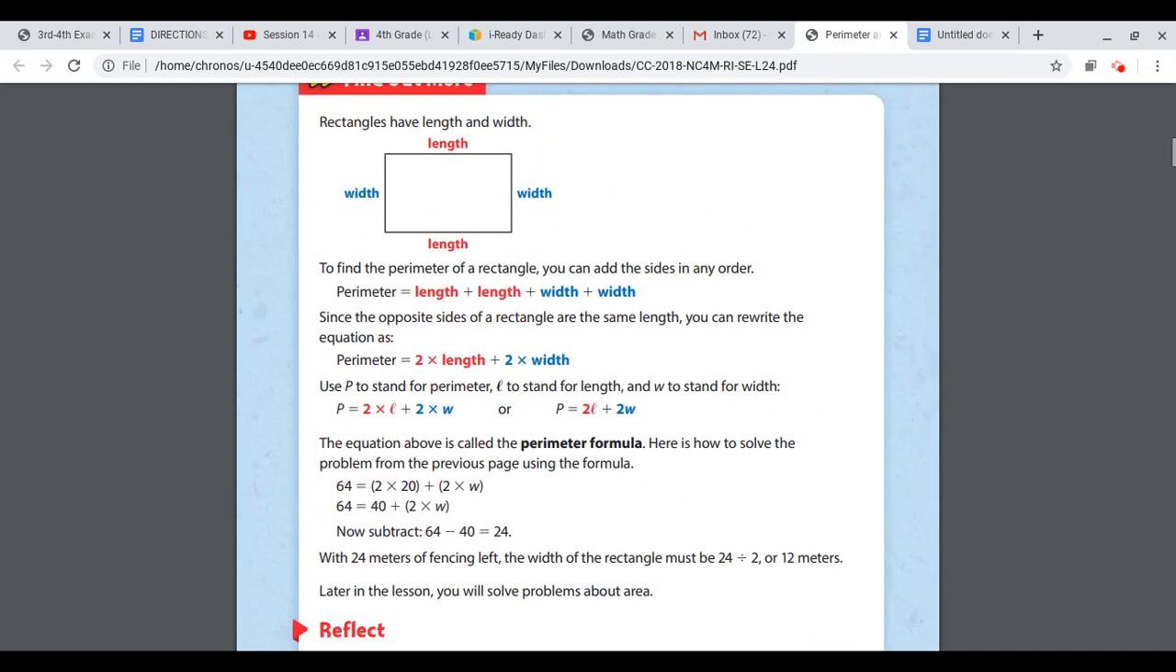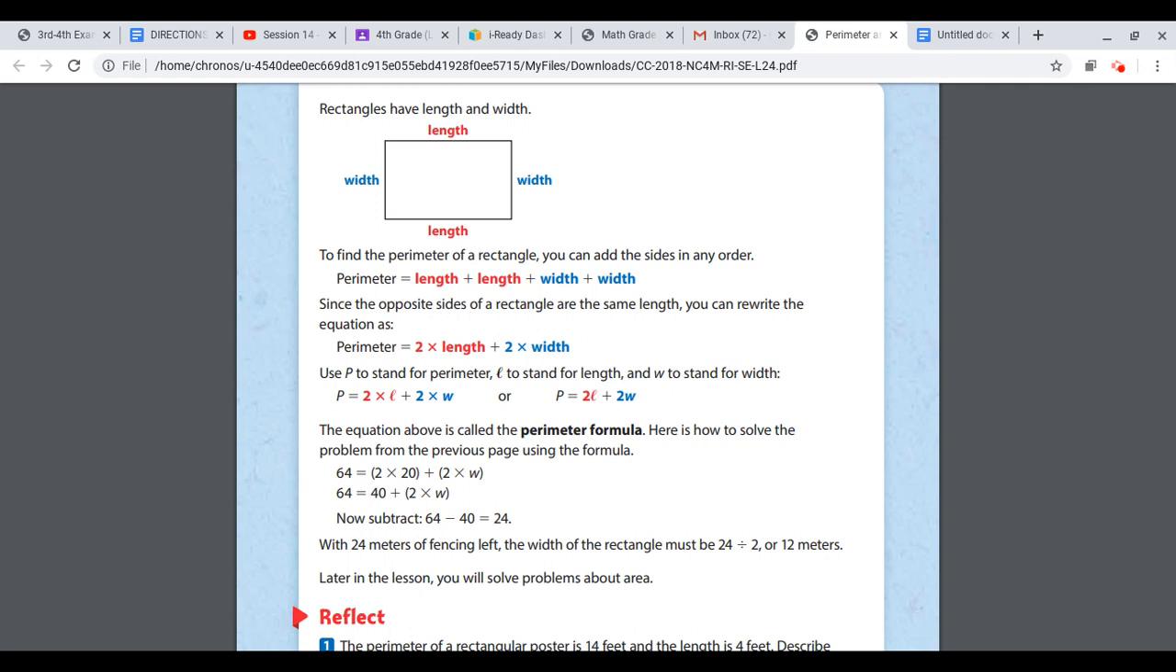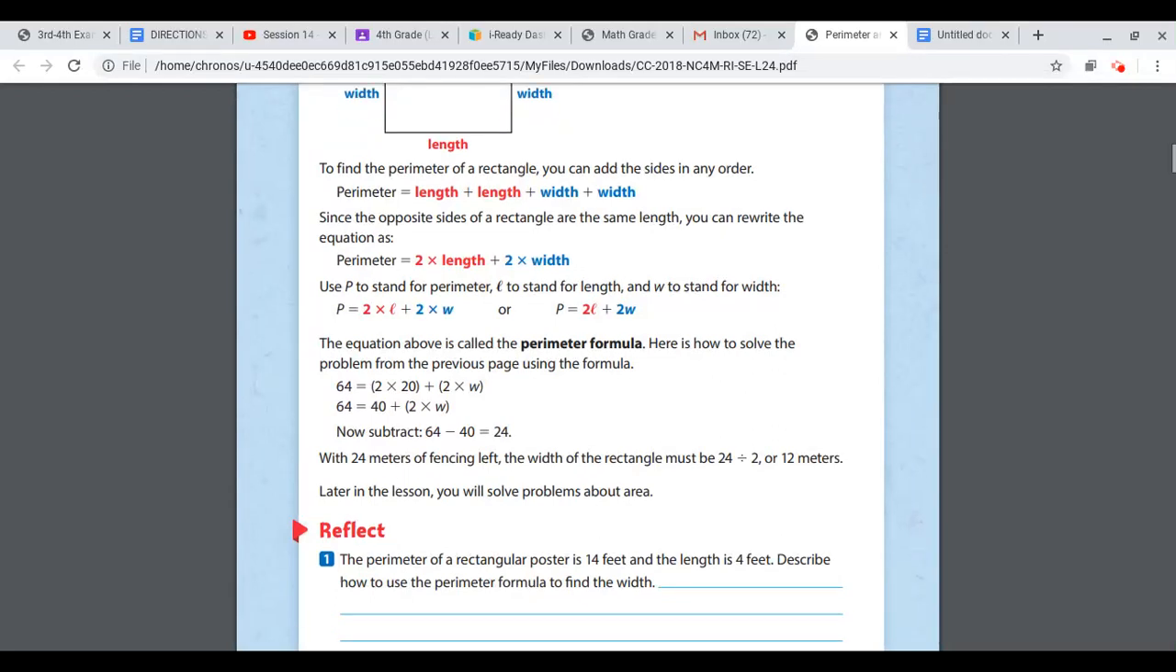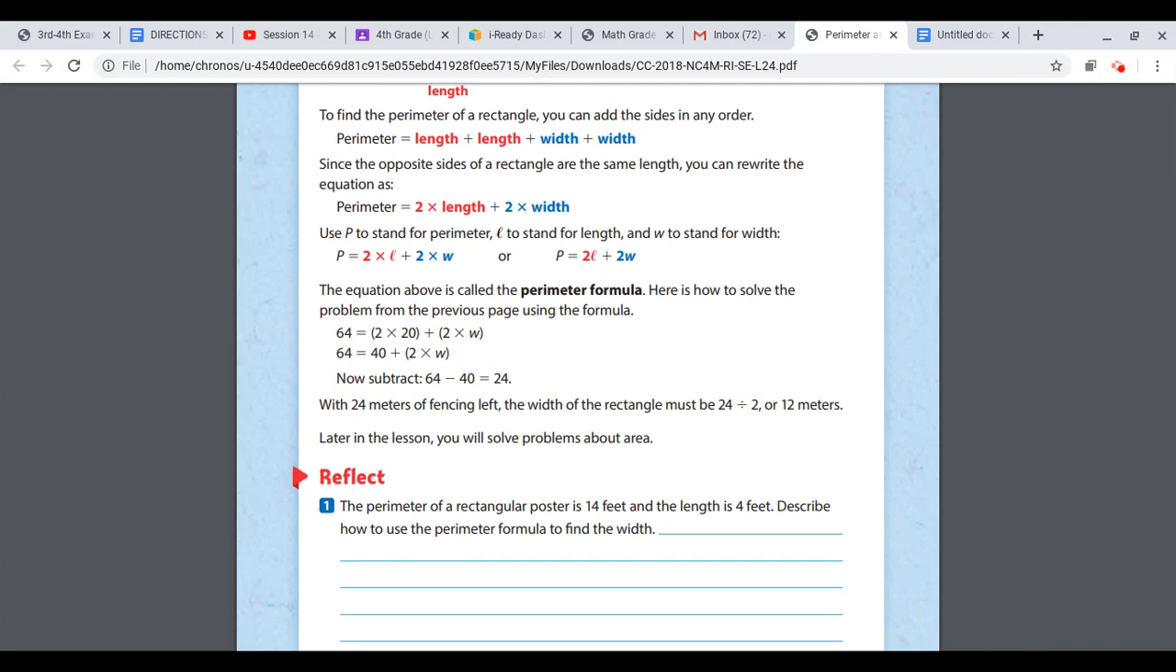Rectangles have length and width. To find the perimeter of a rectangle, you can add the sides in any order. Perimeter equals length plus length plus width plus width. Since the opposite sides of a rectangle are the same length, you can rewrite the equation as 2 times length plus 2 times width. Use P to stand for perimeter, L to stand for length, and W to stand for width. P equals 2 times L plus 2 times W, or P equals 2L plus 2W. Now this is algebra, okay?